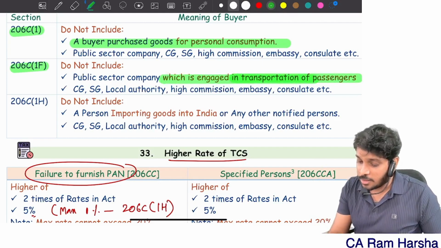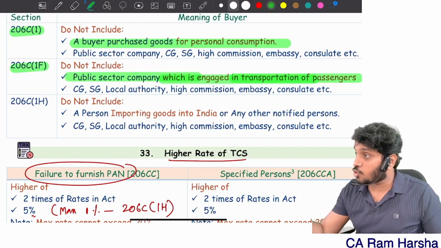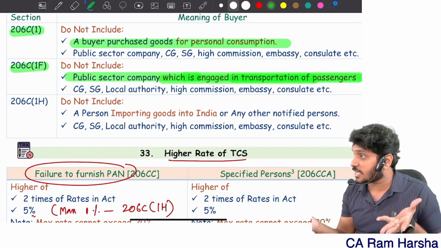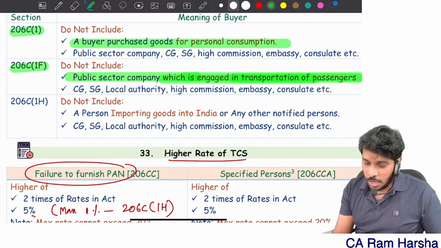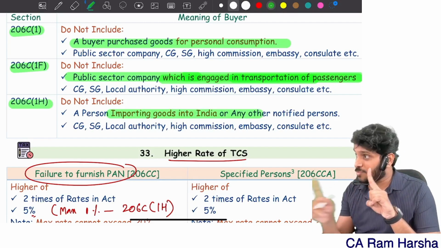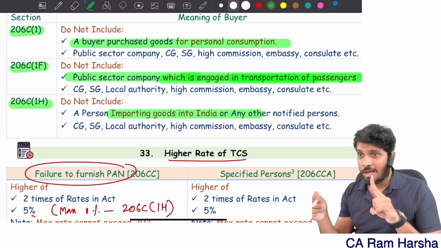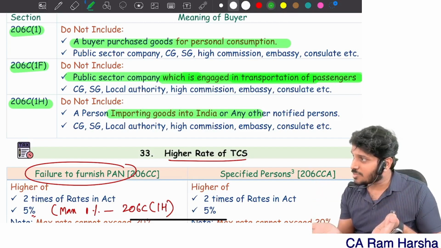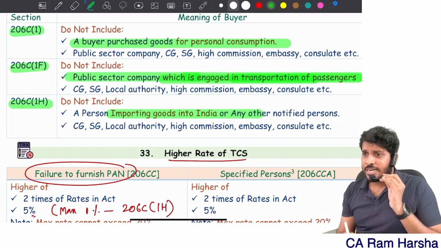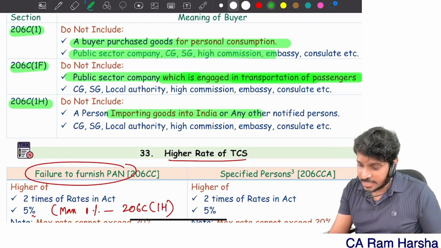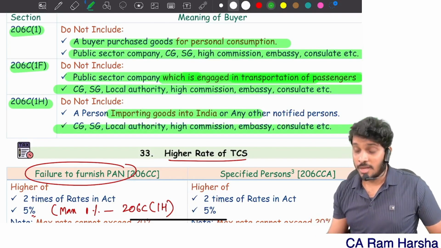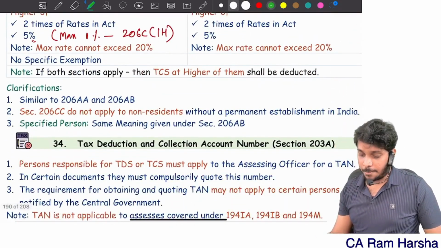Road transport company. A public sector company engaged in transportation of passengers, nothing but road transport corporations, you are selling, yes or no? No TCS. 206C(1H) is for importers. For exporters it will not apply, because the exporter exporting goods is selling goods to the importer in India. How can the exporter comply with Indian TCS provisions? He can't, so he will not have to deduct, yes or no? TCS provisions are not at all applicable if the buyer is a public sector company, government, high commission, embassy. That's it, over. Now we still have 2 or 3 more provisions, getting it?